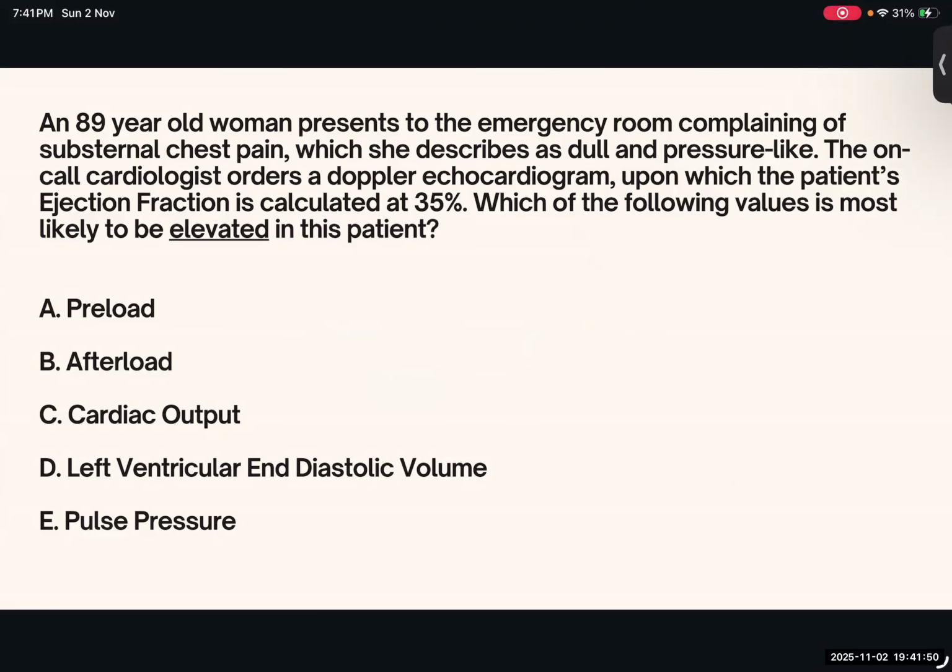Can I? Yeah, go ahead. An 89-year-old woman presents to the emergency room complaining of substernal chest pain, which she describes as dull and pressure-like. The on-call cardiologist orders a Doppler echocardiogram, upon which the patient's ejection fraction is calculated at 35%. Which of the following values is most likely to be elevated in this patient?